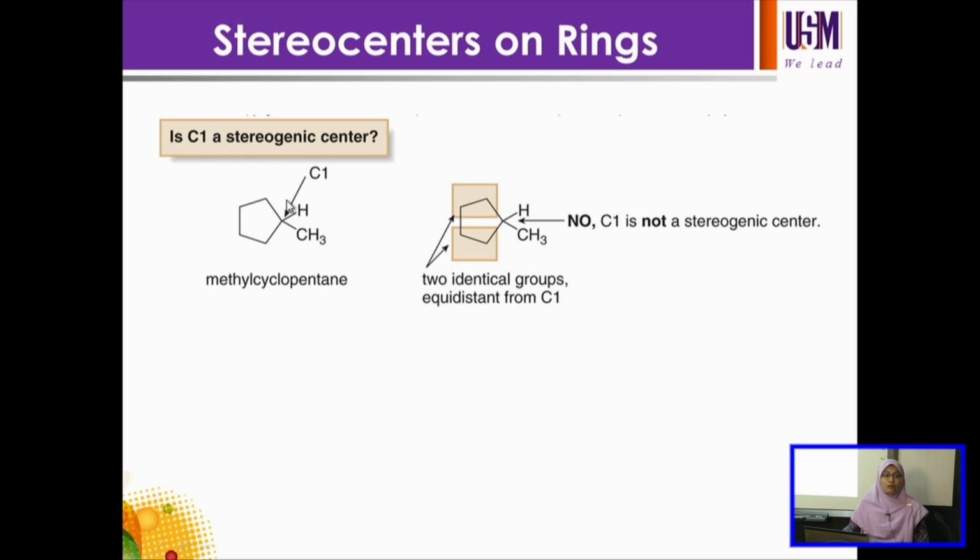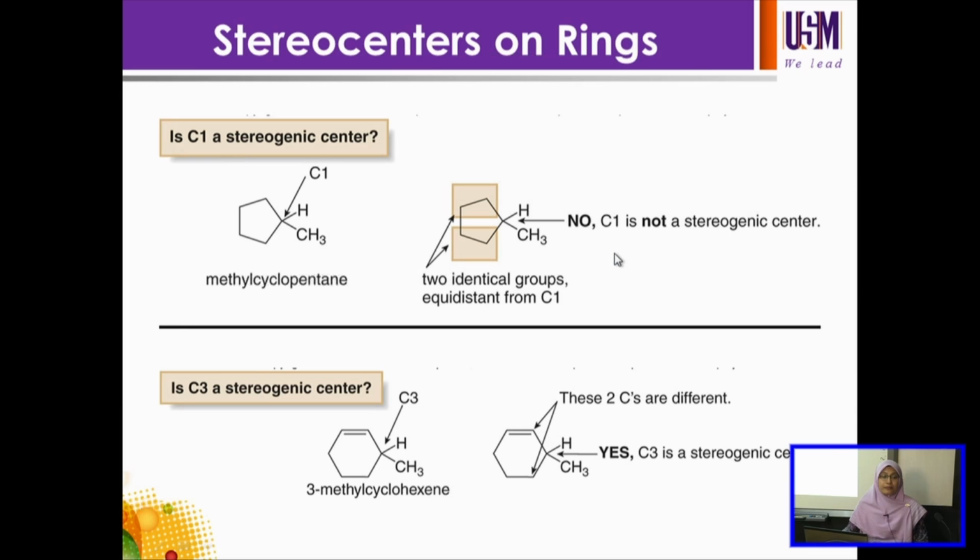So, is C1 here a stereogenic center? When we look at the ring, we can see that the left and the right hand side are identical groups. So, no, C1 is not a stereogenic center.